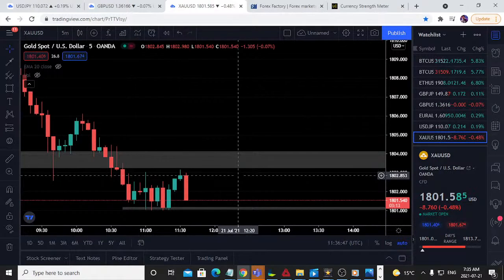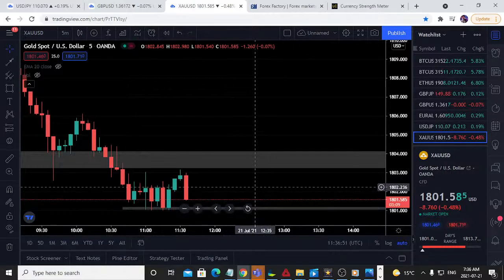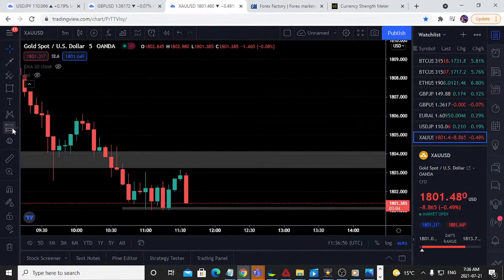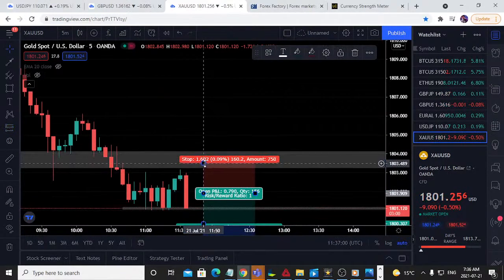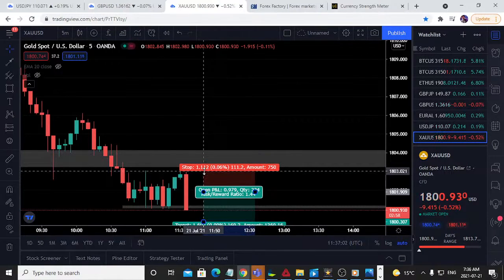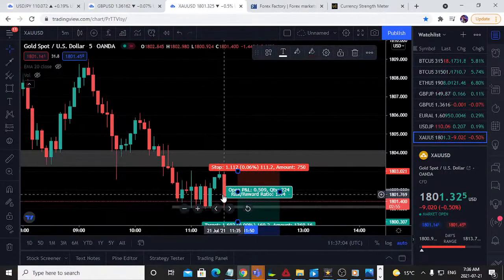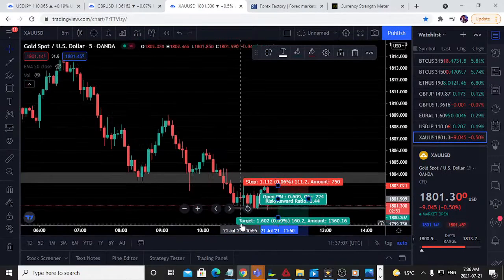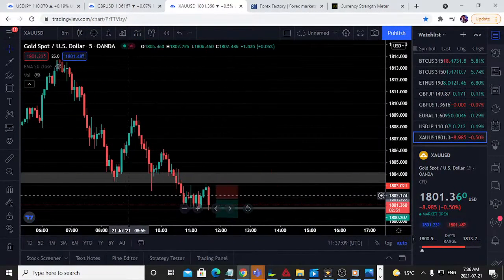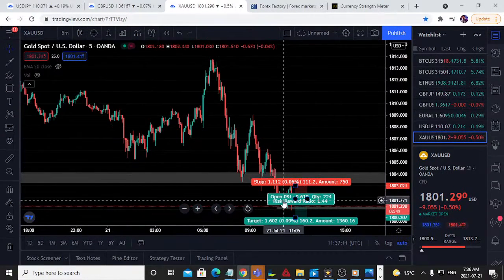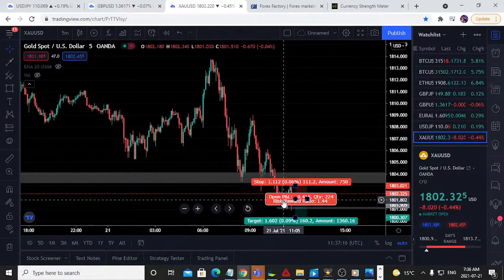Okay, so gold is breaking lows. Because it is breaking lows, I open up a sell in anticipation that we are going to continue to break lows. So we are going to see. My stop loss is about 10 pips.